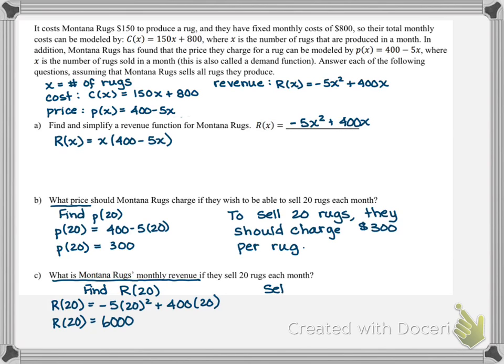So selling 20 rugs will result in a revenue of $6,000. And all of this is per month, but since everything's per month, I'm not writing that in every single sentence. So far, so good?